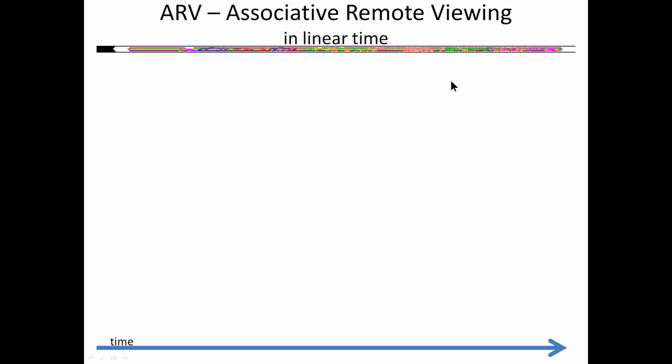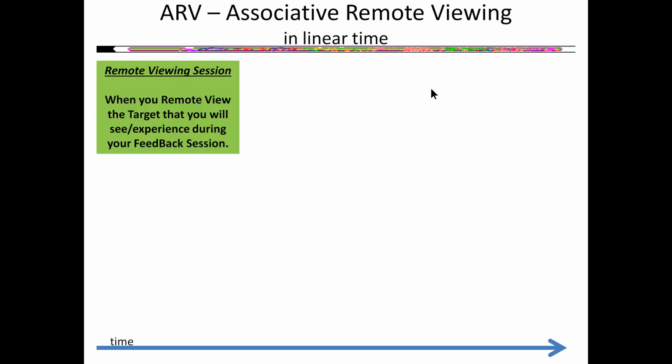First, let's discuss what happens in linear time. The remote viewing session comes first, and when you remote view the target that you will see or experience, what you're doing is remote viewing what you will experience during your feedback session.